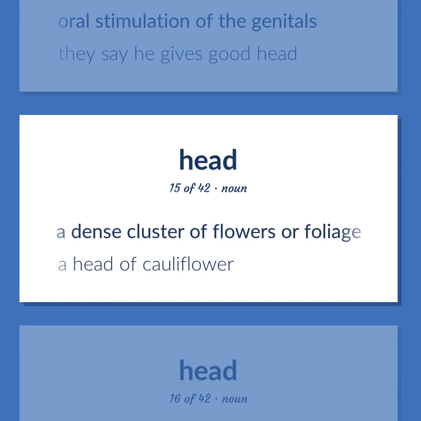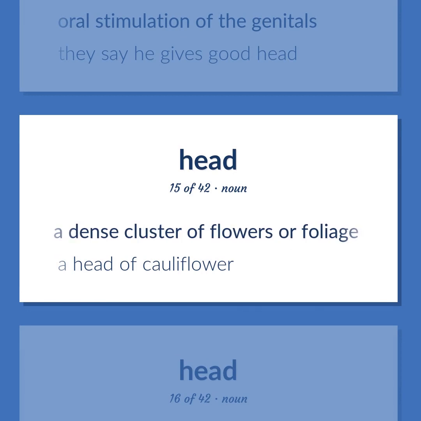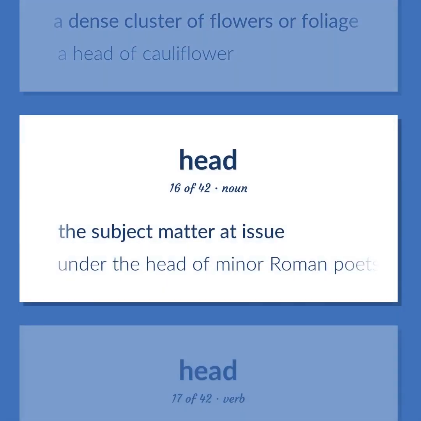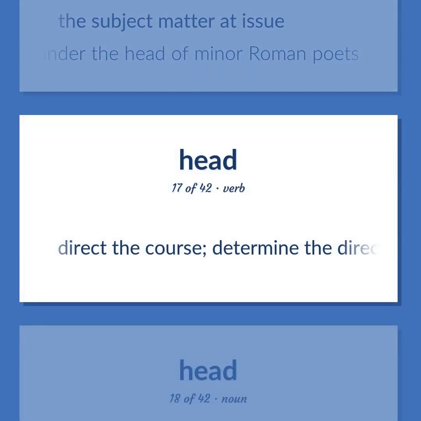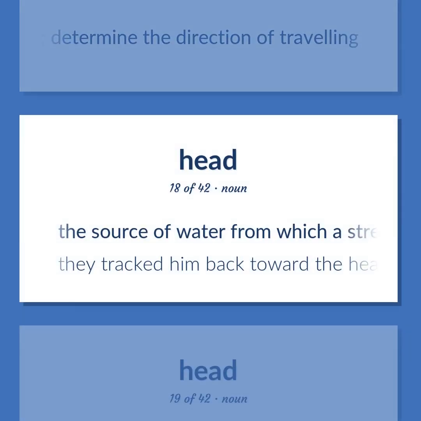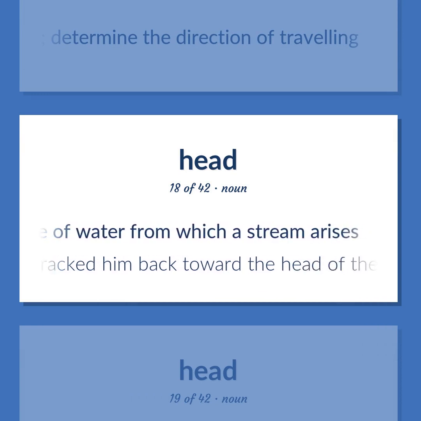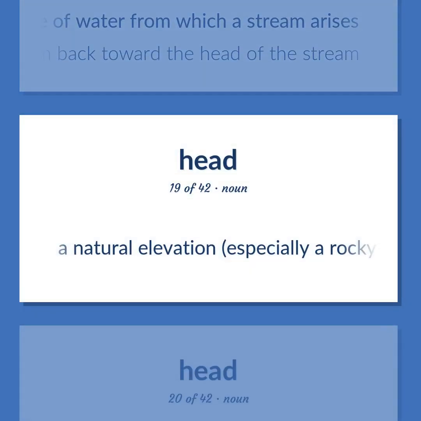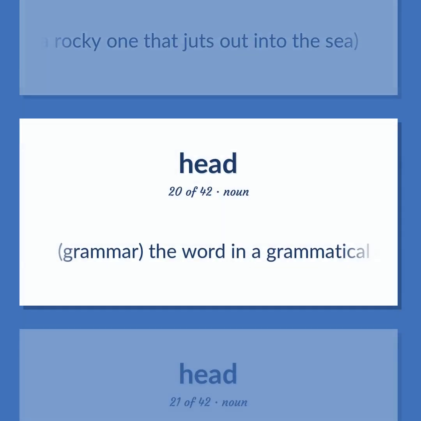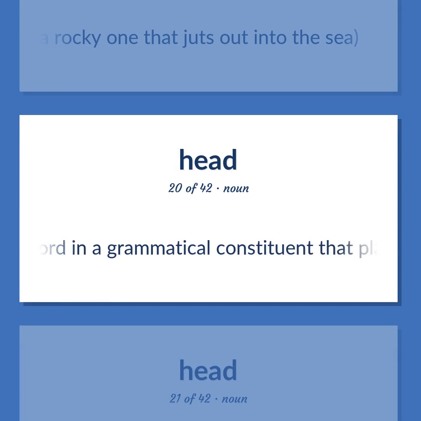A dense cluster of flowers or foliage. A head of cauliflower. The subject matter at issue. Under the head of minor Roman poets. Direct the course, determine the direction of traveling. The source of water from which a stream arises. They tracked him back toward the head of the stream. A natural elevation, especially a rocky one that juts out into the sea. Grammar, the word in a grammatical constituent that plays the same grammatical role as the whole constituent.